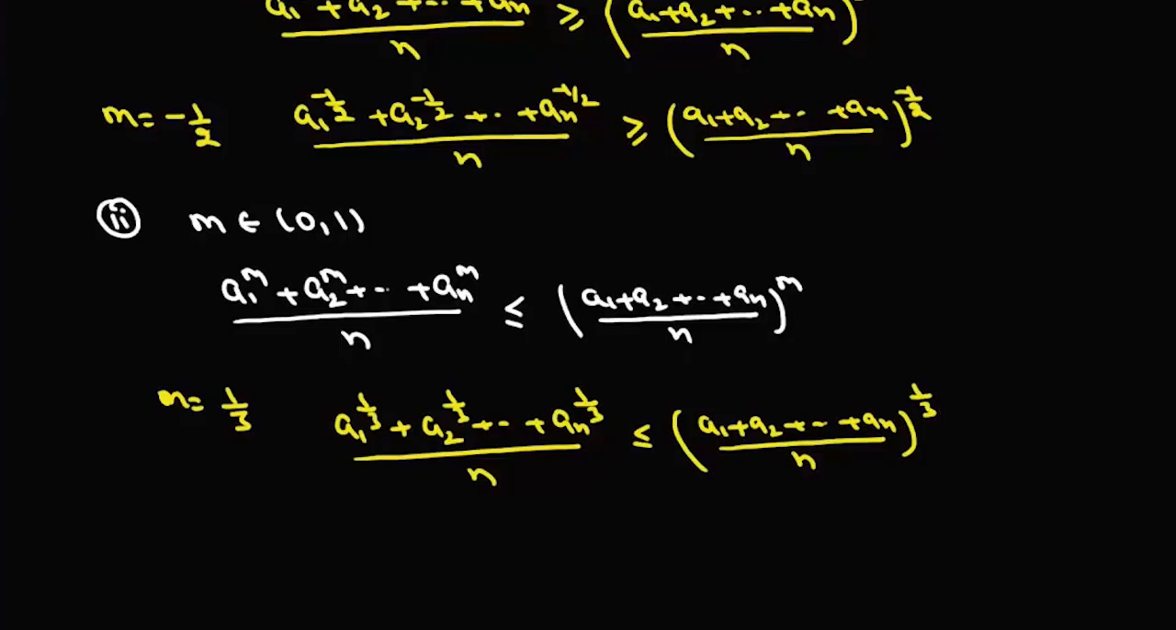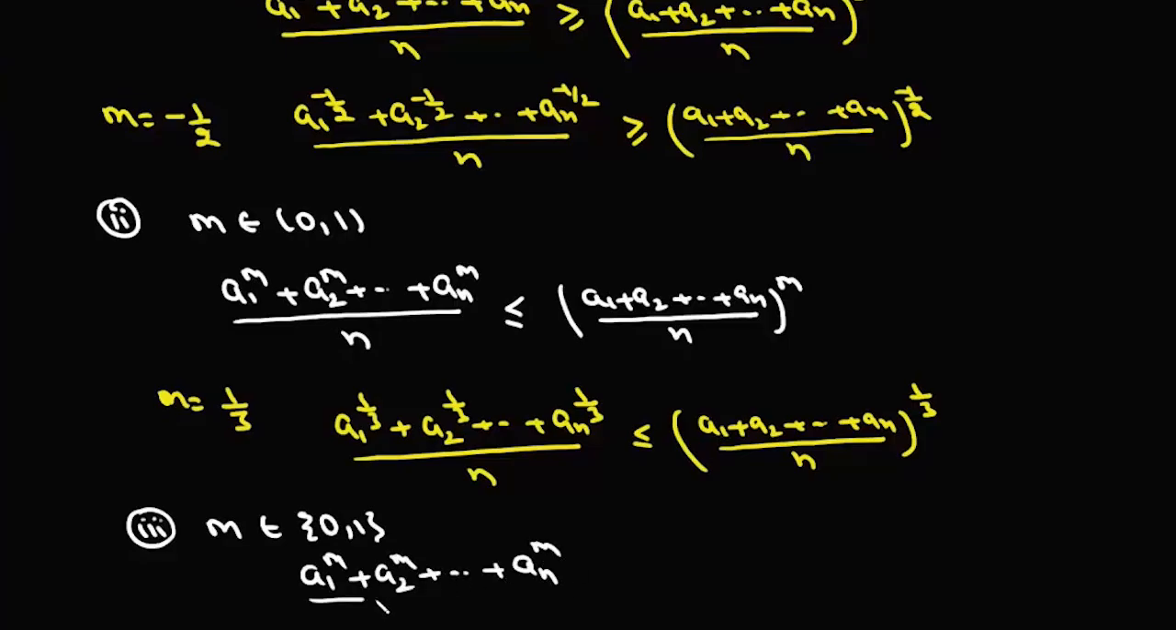And then we have this third and trivial case if m belongs to this set containing 0 and 1. So if m is 0 or m is 1, in that case, both the expressions will be equal. So we can write (a1 to the power m plus a2 to the power m up to an to the power m) whole divided by n will be equal to ((a1 plus a2 up to an) by n) whole to the power m. So we have this equality when the value of m is either 0 or 1.